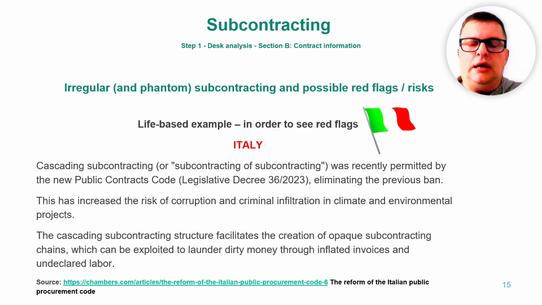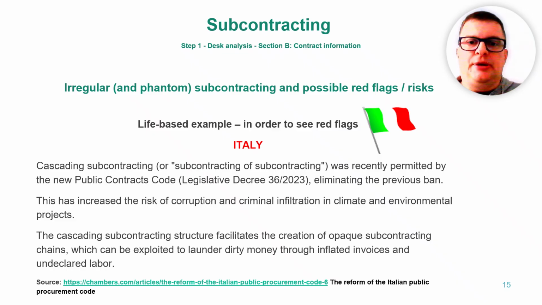Now let's take a look at another example, this one from Italian practice. Italy recently changed its public contracts code, legislative decree number 36. Before, so-called cascading subcontracting was banned. Now it's allowed. On paper, this gives companies more flexibility, but in practice, it may open the door to corruption.